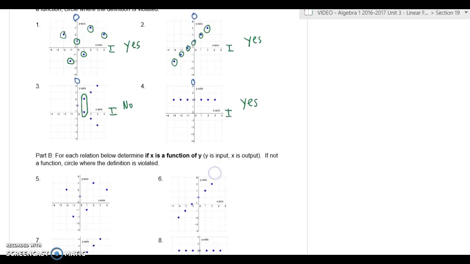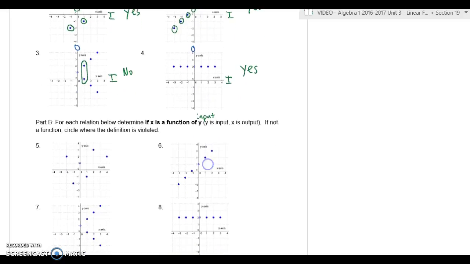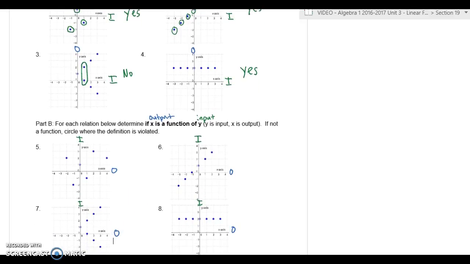In part B, again, we're switching input and output. So now y is our input. And I'm going to label that. And x is our output. So let's label those. So now I'm looking at the y coordinate, so that changes my frame of reference. So if y is the input, at -2 I've got 1 point, and at -1 I've got 1 point, at 1 I've got 1 point, but at 2 I have 2 values of x that get returned from that y input. So that is not a function.